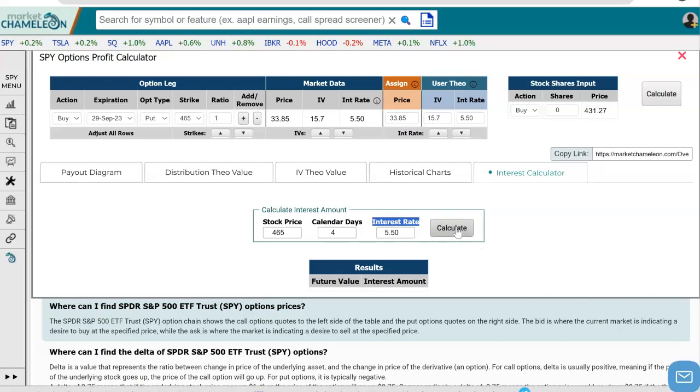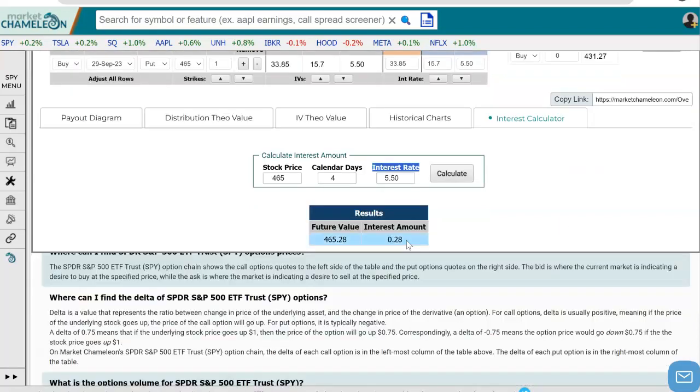So let's calculate that. And here we see that in the next 4 days, if we exercise and receive 5.5% annualized interest, that's equivalent to making 28 cents. Okay, 28 cents. Obviously, if you exercise, it's times 100, so 28 dollars per contract. So you could see that it would add up.